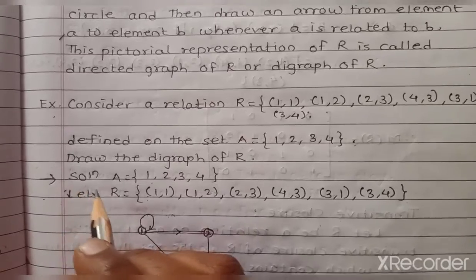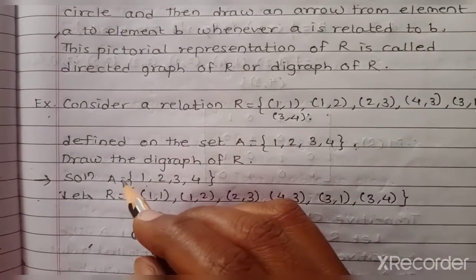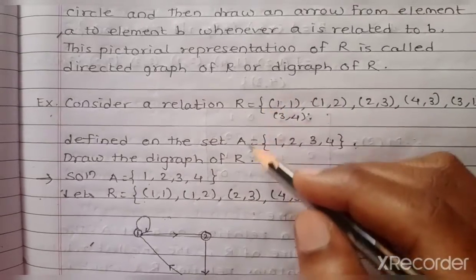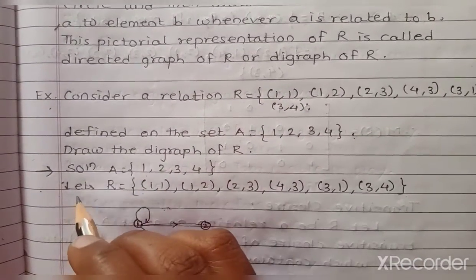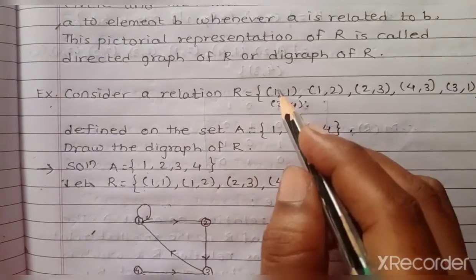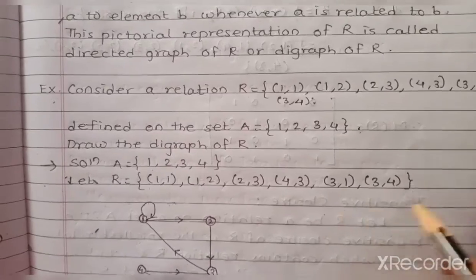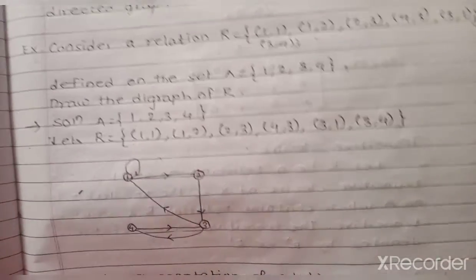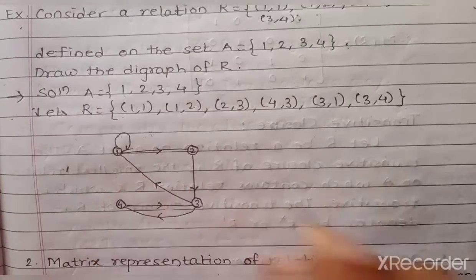In our solution, first of all we write down the set A, because the relation R is defined on A. The second thing is to write down the relation R. Next, we have to draw the diagram. So let us see how we can draw this diagram.